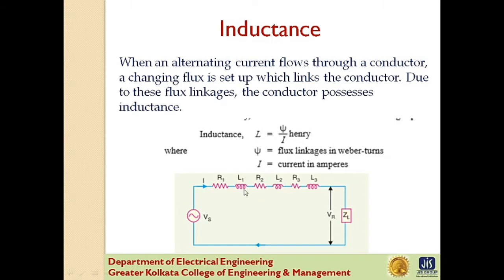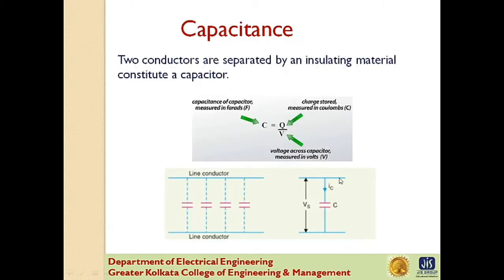Now, the inductance is also uniformly distributed along the whole length of the line, as you can see in this picture. Next is capacitance. You all know what is capacitance. When two conductors are separated by an insulating medium, it constitutes a capacitor. What is the formula of the capacitor? Capacitance equals Q by V, where Q is the charge stored and V is the voltage across the capacitor. The unit of capacitance is farad.